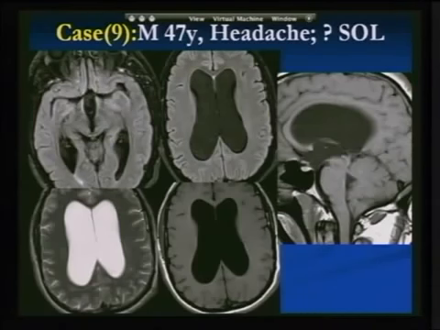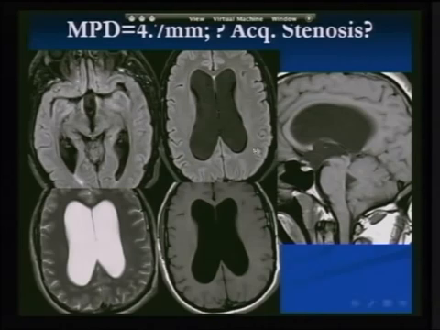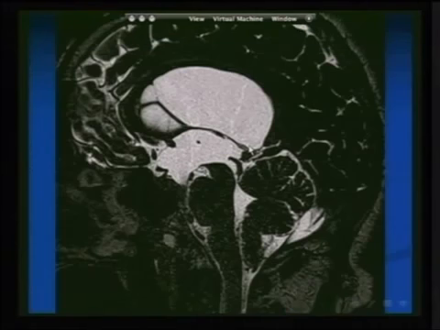Another patient, male, 47 years old, coming for headache and a space-occupying lesion. This was an interesting case. The surgeon was suspecting a tumor. In fact, on the conventional sequence, there was ventricular dilatation, again without any transependymal CSF permeation. On thin cuts, we see this very small web and decreased mammillopontine distance.